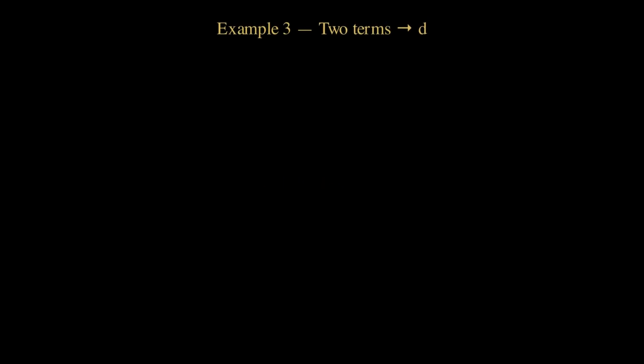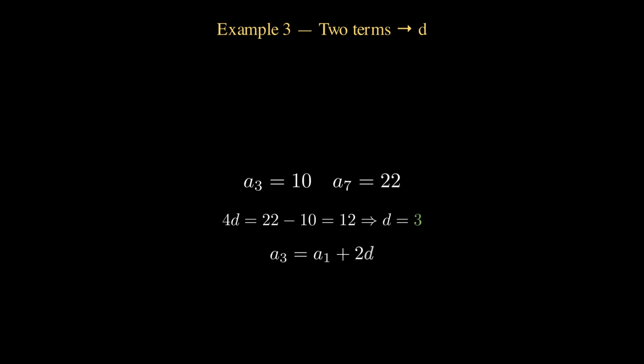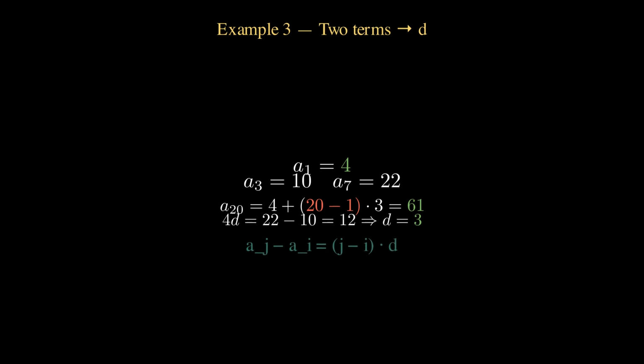Example 3, harder. In an arithmetic sequence, a sub 3 equals 10 and a sub 7 equals 22. Find a sub 20. From term 3 to term 7 is 4 steps, so 4d equals 22 minus 10, which is 12. Therefore, d equals 3. Now find a sub 1 using a sub 3 equals a sub 1 plus 2d. So 10 equals a sub 1 plus 6, which means a sub 1 equals 4. Finally, a sub 20 equals a sub 1 plus 19d, which is 4 plus 57, so 61. Notice the shortcut: the difference between 2 terms equals d times the gap in their positions.